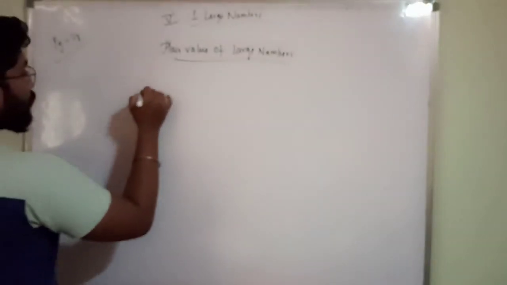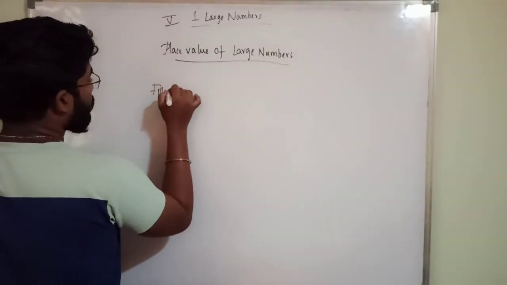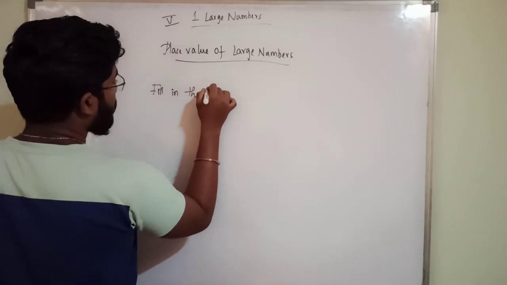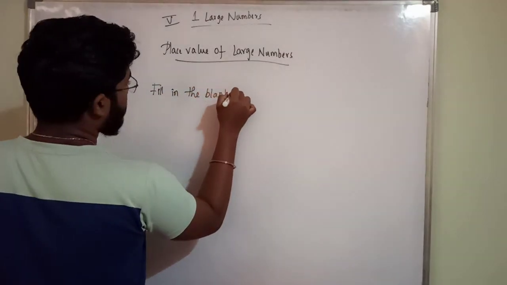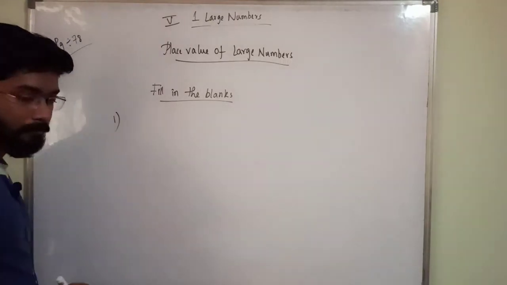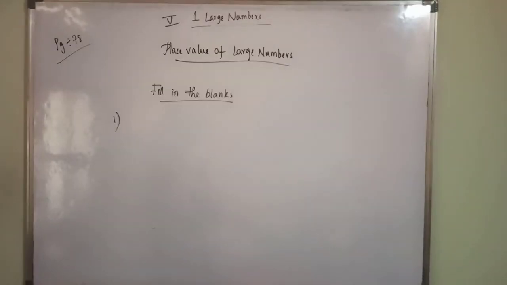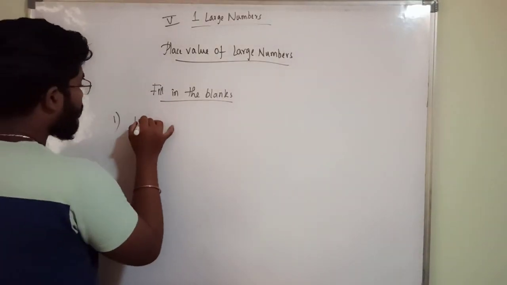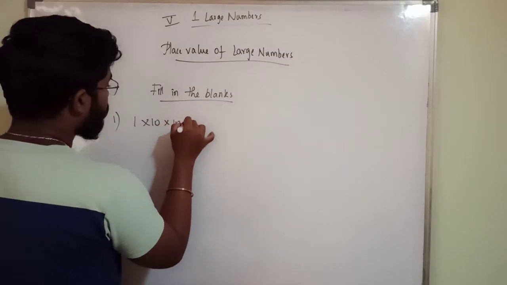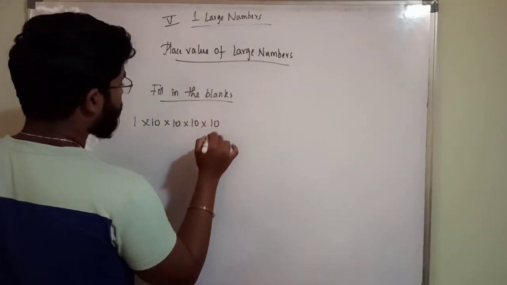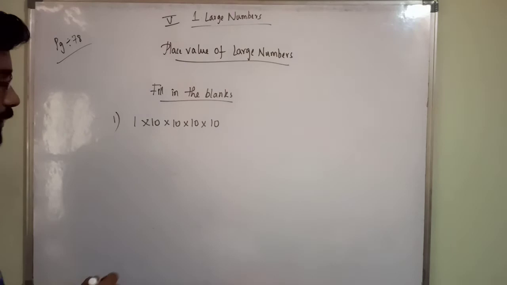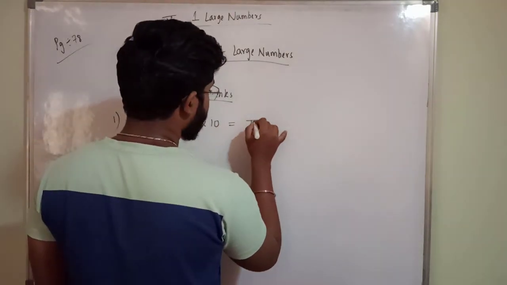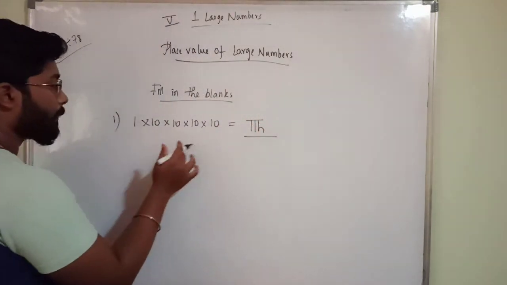Fill in the blanks he has given. So let us try to solve them. Fill in the blanks. Okay. First one is what? 1 into 10 into 10 into 10 into 10. So what is that he has given? 10,000s. Just if you know the multiplication you can write.